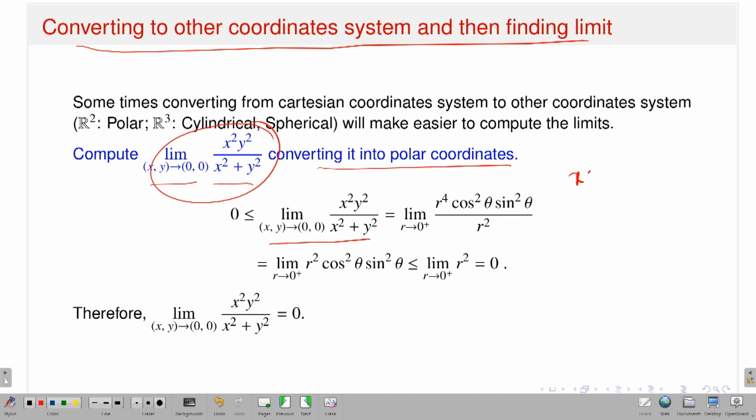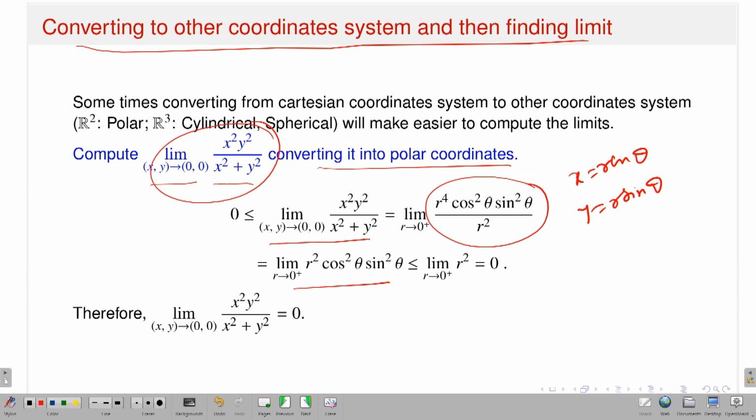So I want to change it to polar coordinates. That means x is equal to r cosine theta and y is equal to r sine theta. If I put the values of x and y here, it will be r to the power 4 cos square theta sine square theta divided by r square, and r square gets cancelled, so this is the same as r square cos square theta sine square theta.